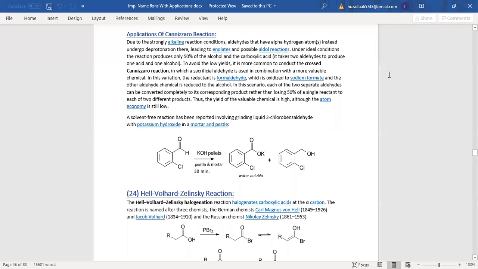A solvent-free reaction has been reported involving grinding liquid 2-chlorobenzaldehyde with potassium hydroxide in a mortar and pestle.